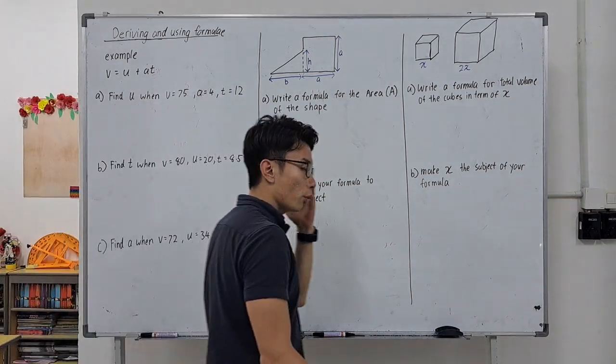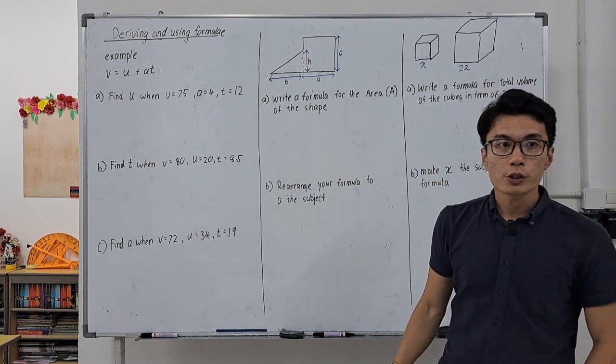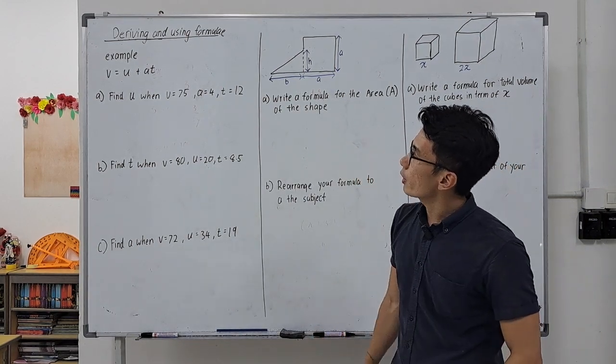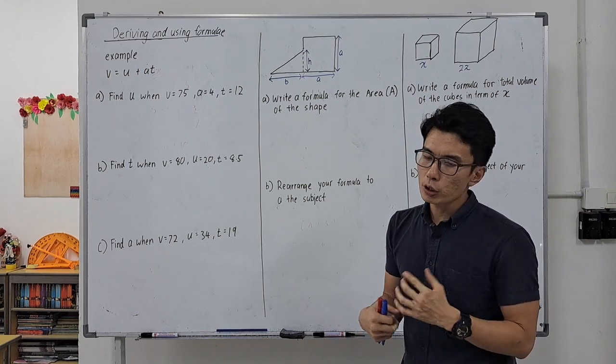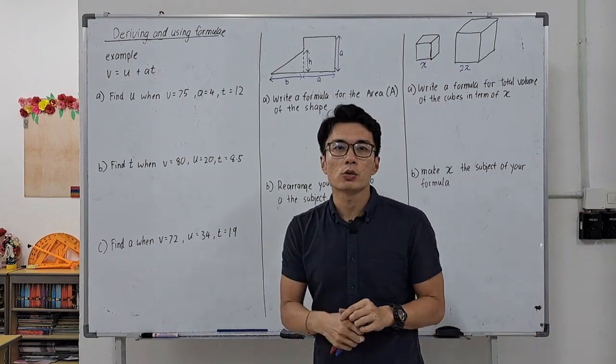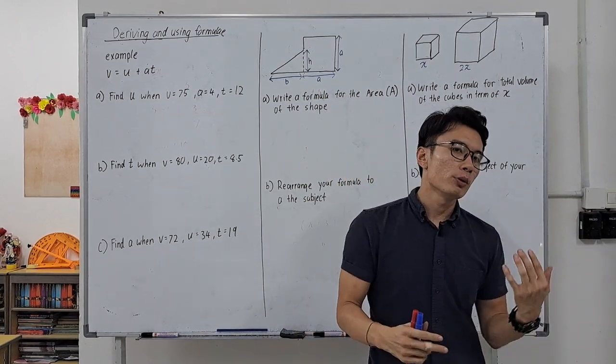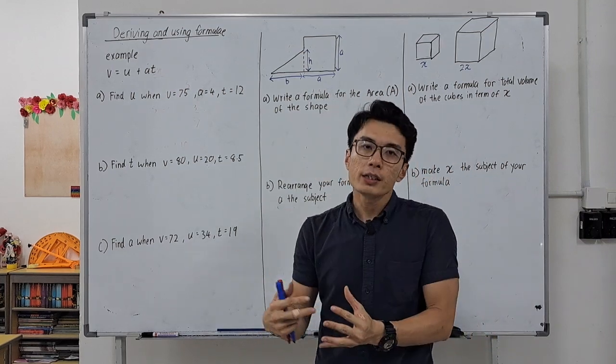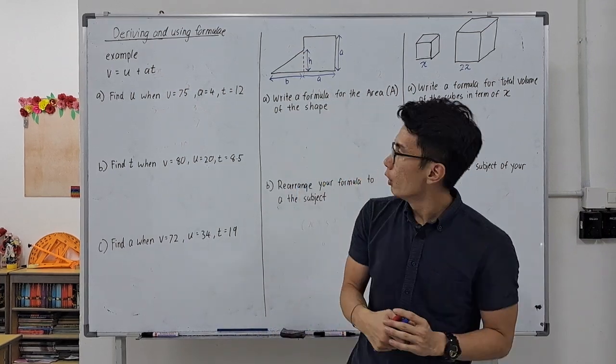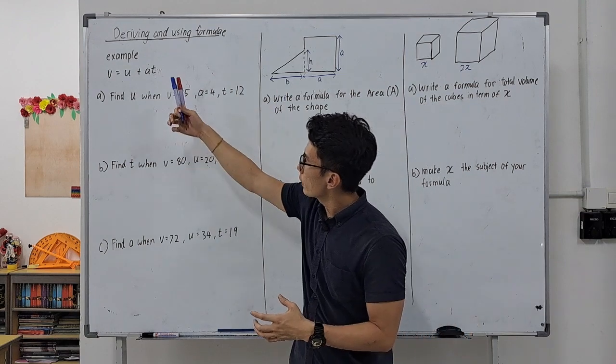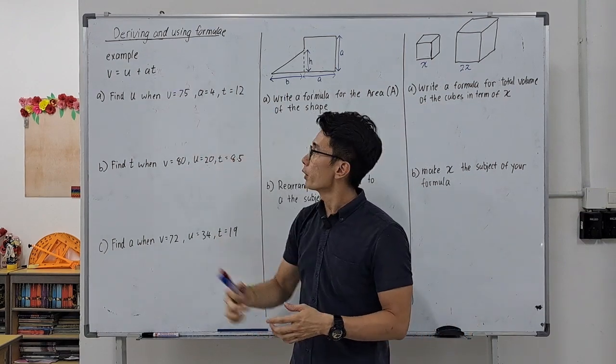Okay, so over here I have a few examples of questions where we'll be deriving and using the formula. But in short, basically what we'll be doing here is rearranging the formula to make a certain unknown the subject. Alright, so let's try with our first example over here.